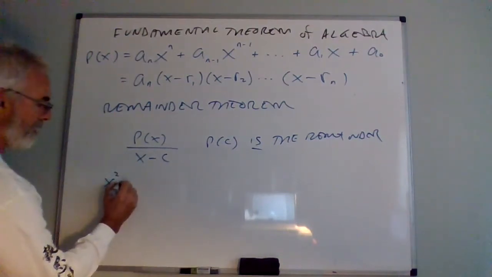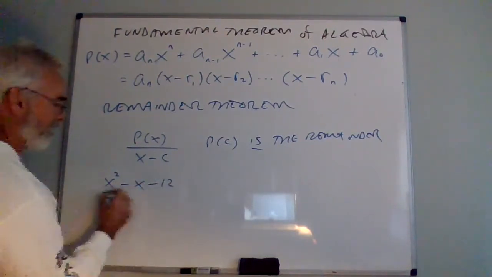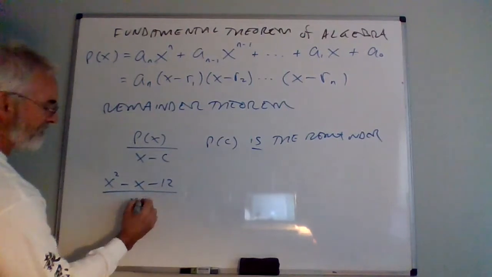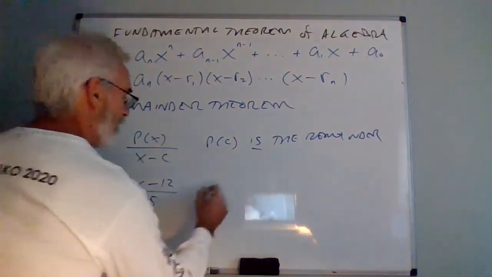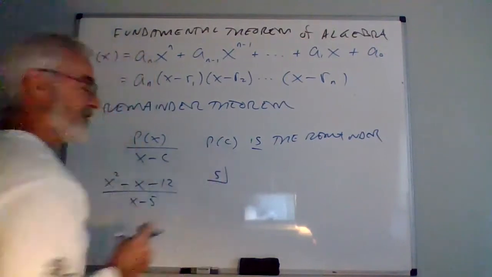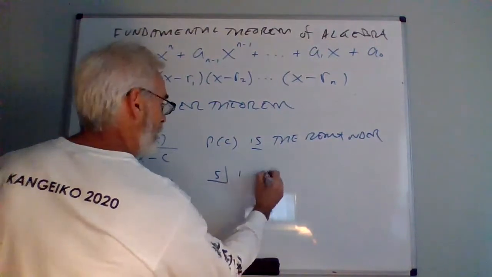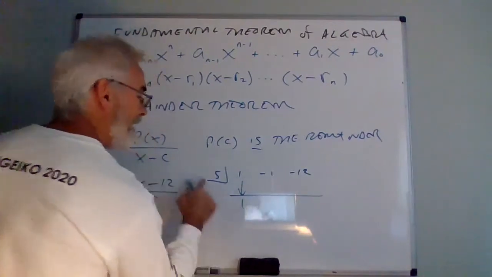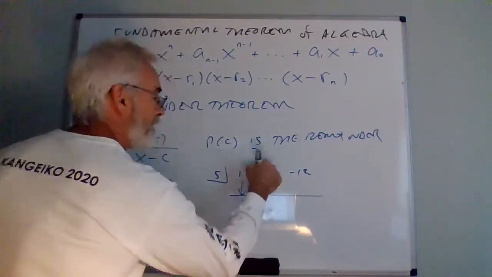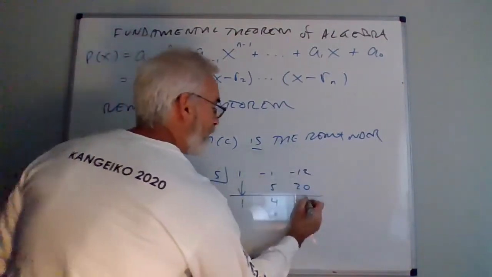How about, we'll do one we did earlier, X squared minus X minus 12, and we'll divide that by, let's say, X minus 5. Now, X minus 5 we know is not a factor, okay? So if I do my synthetic division, remember, this is a review of that as well, I write all of the coefficients in descending order, 1, -1, -12. I bring down the first, then 5 times 1 is 5, -1 plus 5 is 4. 5 times 4 is 20, -12 plus 20 is 8.